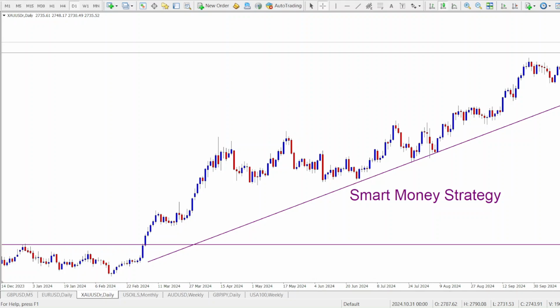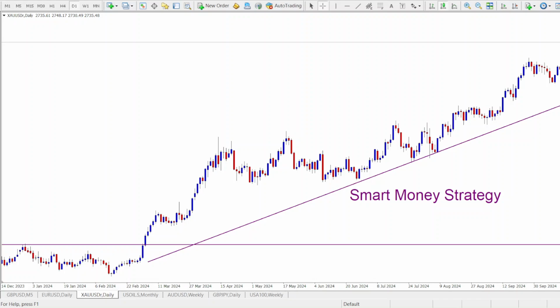Smart money traders look for specific patterns that indicate a shift in the trend. For instance, if you see a downtrend breaking into higher highs and higher lows, it could signal that smart money is moving in and changing the direction. Spotting these shifts early can help you jump into the trend as it's forming, not after it's already too late.